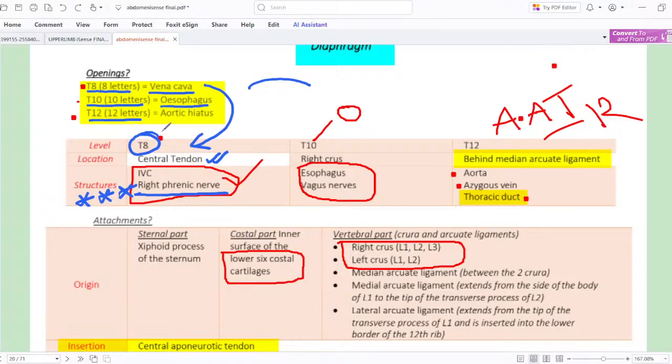So the vena cava opening is finished. Now at thoracic 10 level we have the esophageal opening, or esophageal hiatus. It is located in the right crus of the diaphragm. The diaphragm has two crura, the right crus and the left crus.